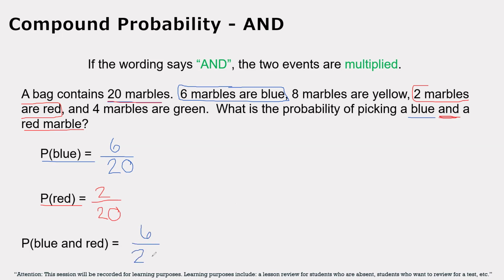If you would like to simplify them, you can. I'll do it that way in a moment. But no matter what, you'll get the same answer. Remember that when you multiply fractions, you just multiply straight across. So 6 times 2 is 12. 20 times 20 is 400.